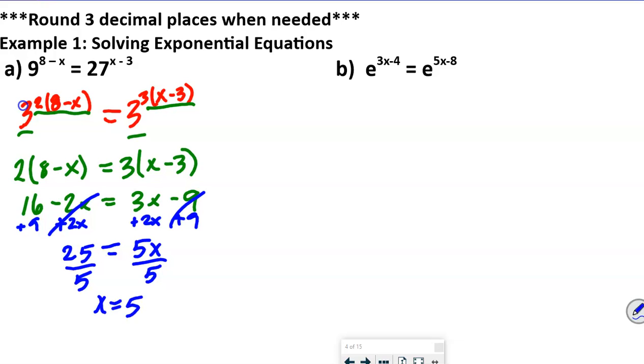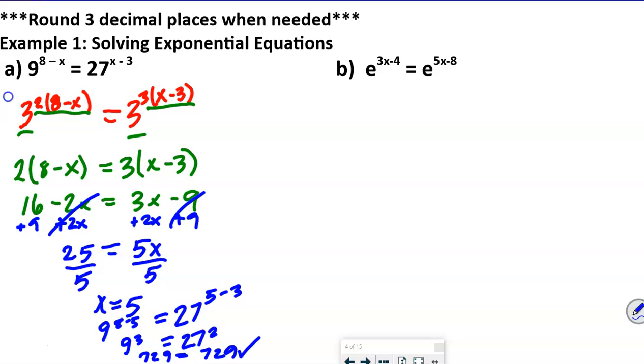Now we can check this by going ahead and putting that back in. So that's 9 to the 8 minus 5. So that would be 9 cubed. And then over here, is that going to be equal to 27 to the, again, 5 minus 3, which would be 27 squared. Well, when I cube the 9, I get 729. And when I take 27 squared, I get 729. So that means my answer does check out. So you guys can check your answers on these problems. And when you can do that, you should do that.